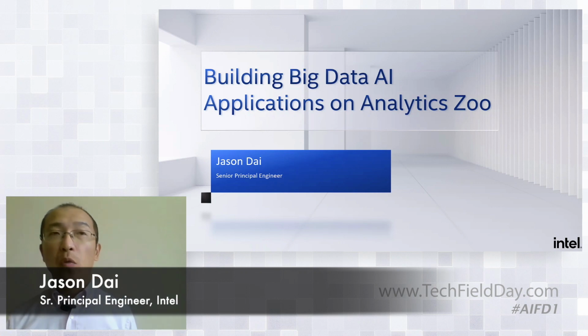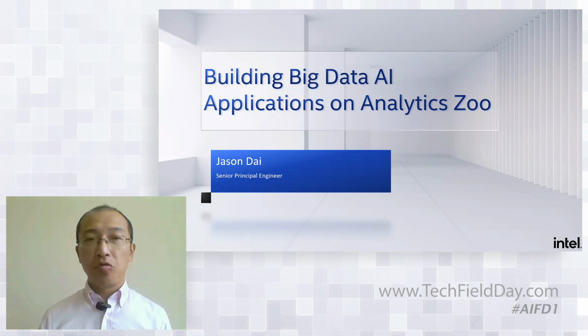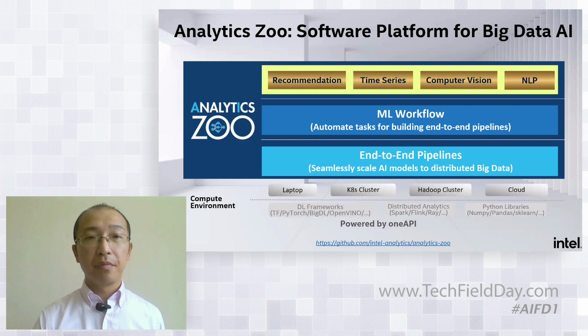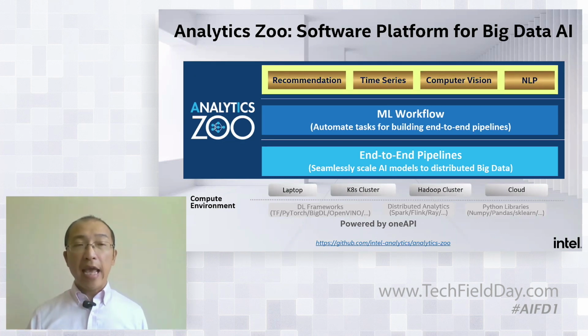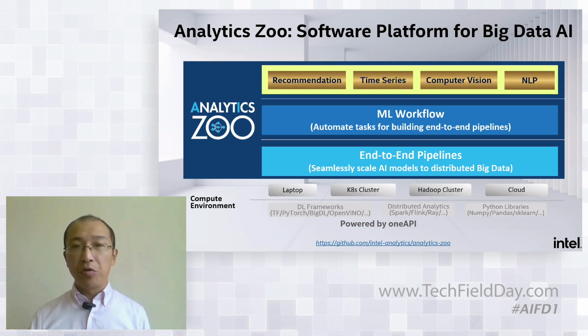So in this session, I will talk more about how people are using Analytic Zoom to build real-world big data AI applications for their end-to-end solution or pipeline. So this is a recap of Analytic Zoom. As I mentioned before, Analytic Zoom is built on top of those low-level frameworks or libraries, and provides the end-to-end pipeline for users to seamlessly scale their AI models to distributed big data, as well as high-level machine learning workflows to automate a lot of those tasks.